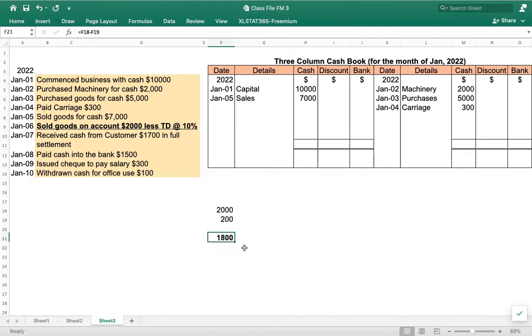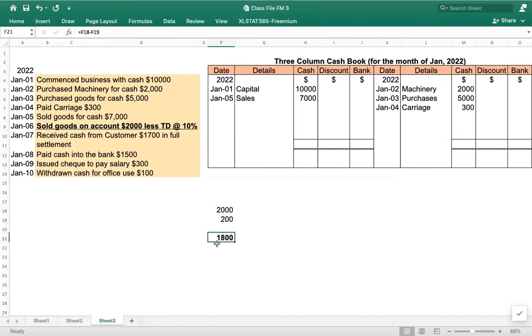The person is supposed to pay only how much? 1800. So understood what is trade discount? Trade discount will never be recorded. We just subtract the trade discount from the print price, and whatever value we get, with that net amount only, we will record the transactions. Got it? So this is the print price, this is the trade discount, and the net amount is 1800.